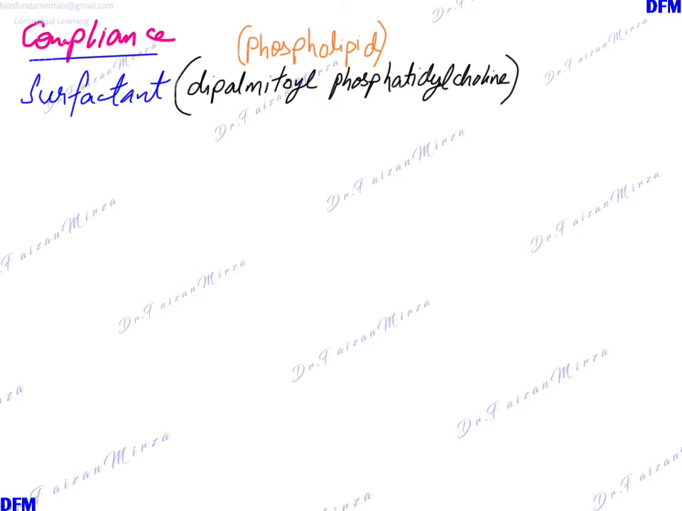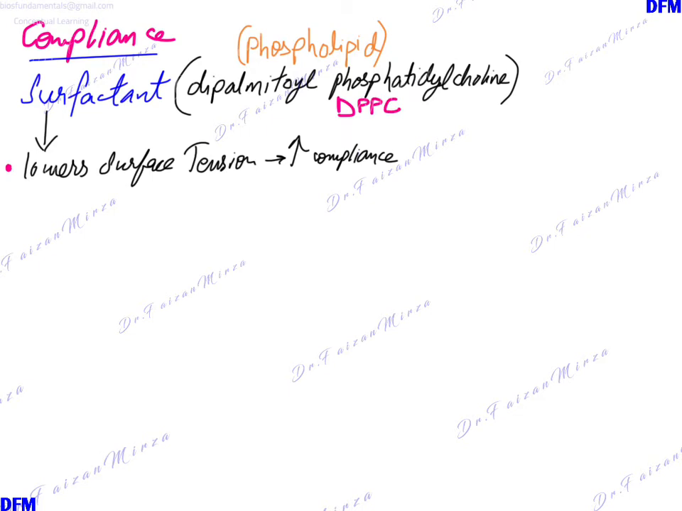Compliance is an outcome of the surfactant, which is produced inside the alveoli. This is basically a phospholipid molecule, which is dipalmitoyl phosphatidylcholine. The surfactant reduces the surface tension. Reduction in surface tension actually increases the compliance. Surfactant is also abbreviated as DPPC.